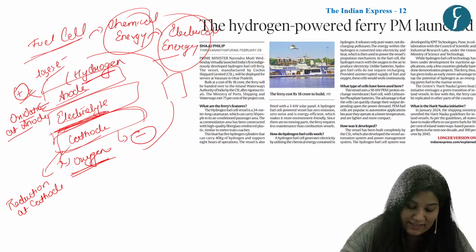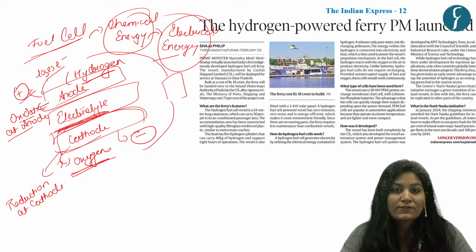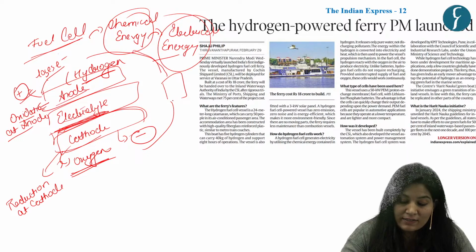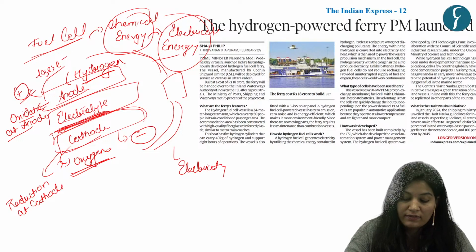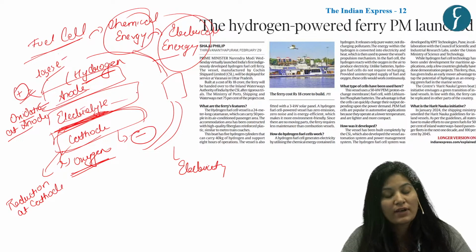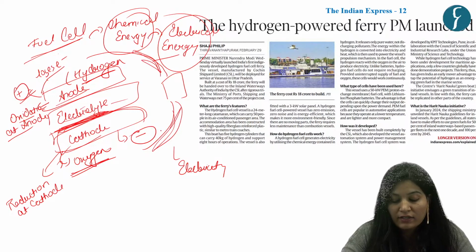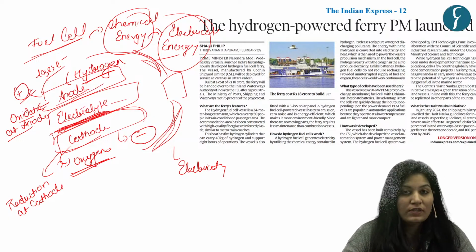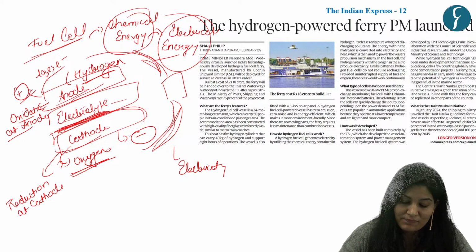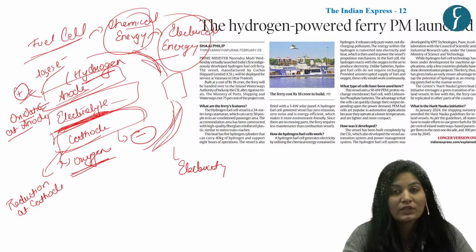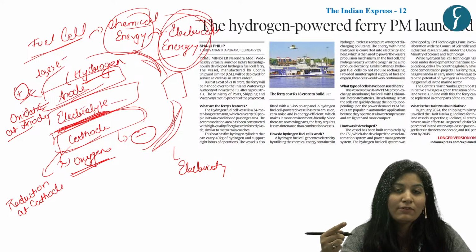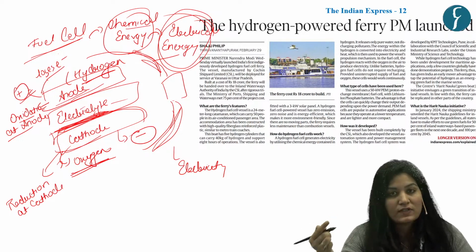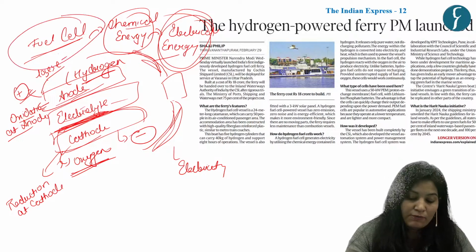So this electrolyte here allows smooth transfer of ions while forcing electrons to pass through the external circuit, generating electricity. Got it? So ions flow from anode to cathode, positive to negative, generating electricity. That's how chemical energy is getting converted into electrical energy by an electrochemical process, or you can say reaction. This is about fuel cell.